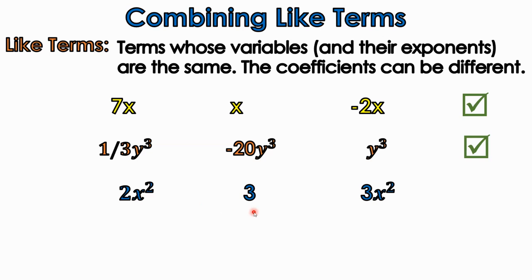2x squared, 3, 3x squared. All right, so this has a variable of x and it's raised to the 2nd power. This has no variable. This has a variable x and it's raised to the 2nd power. So if I'm just looking at all 3 and if I want to know if all 3 are like terms, then because of this 3, it doesn't share the same variable and exponent, these are not like terms. But I could say that 2x squared and 3x squared, just them two, are like terms. But if I'm looking at all 3 of them, then no, the 3 messes it up.